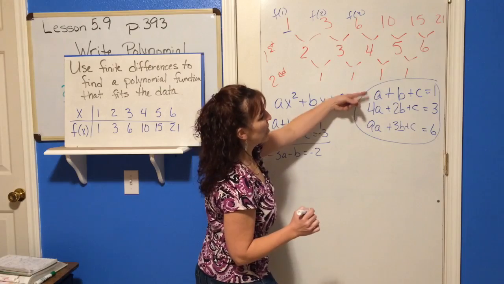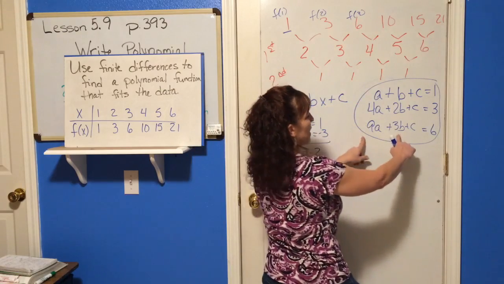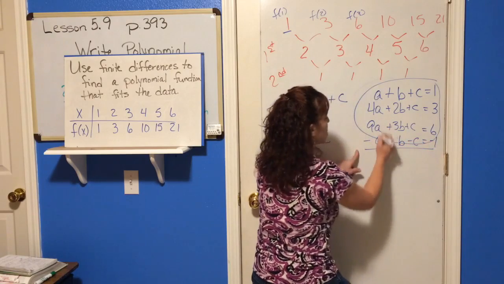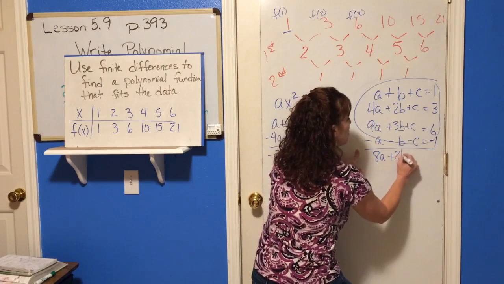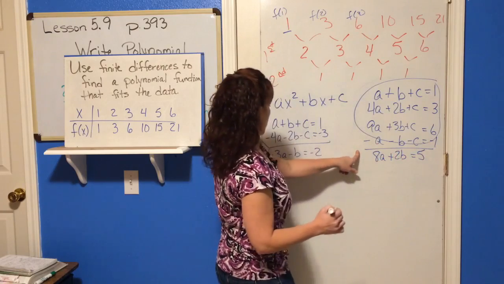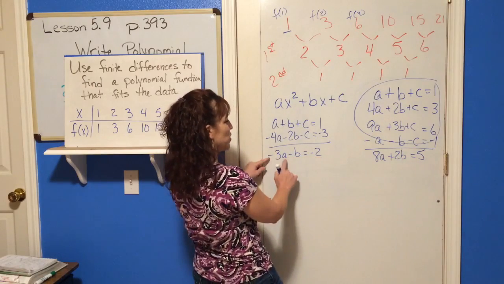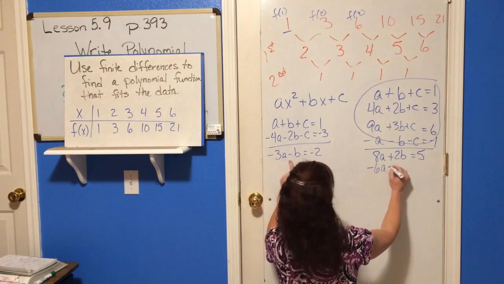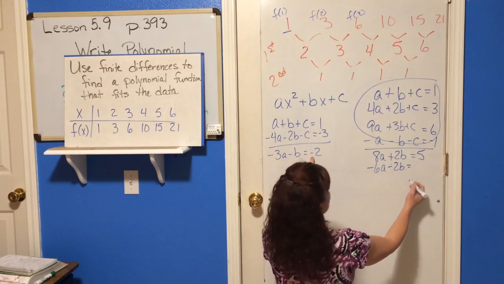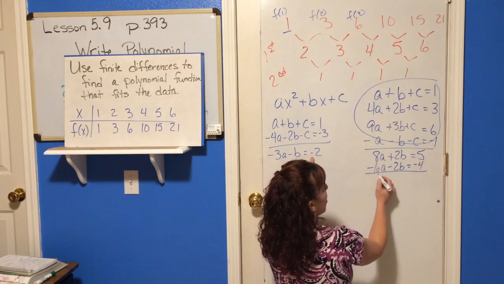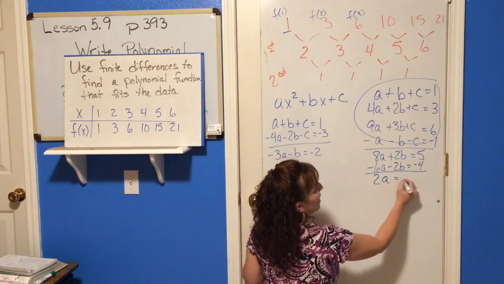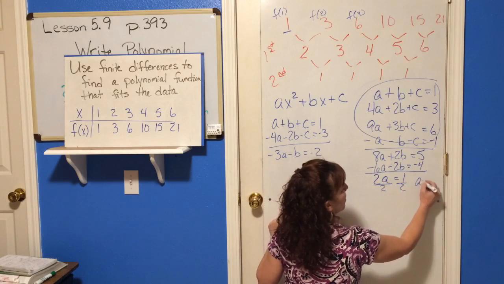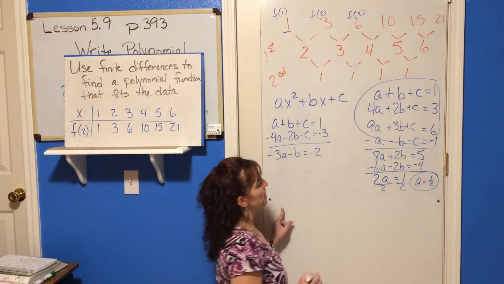And then let's combine the first one and the last one. Minus a minus b minus c equals negative 1. So I get 8a plus 2b equals 5. Now, if I take this one times 2, my b's will cancel. Negative 6a minus 2b equals, we took it times 2, so negative 4. So now we've got 2a equals 1. So a equals 1/2. We're 1/3 there.